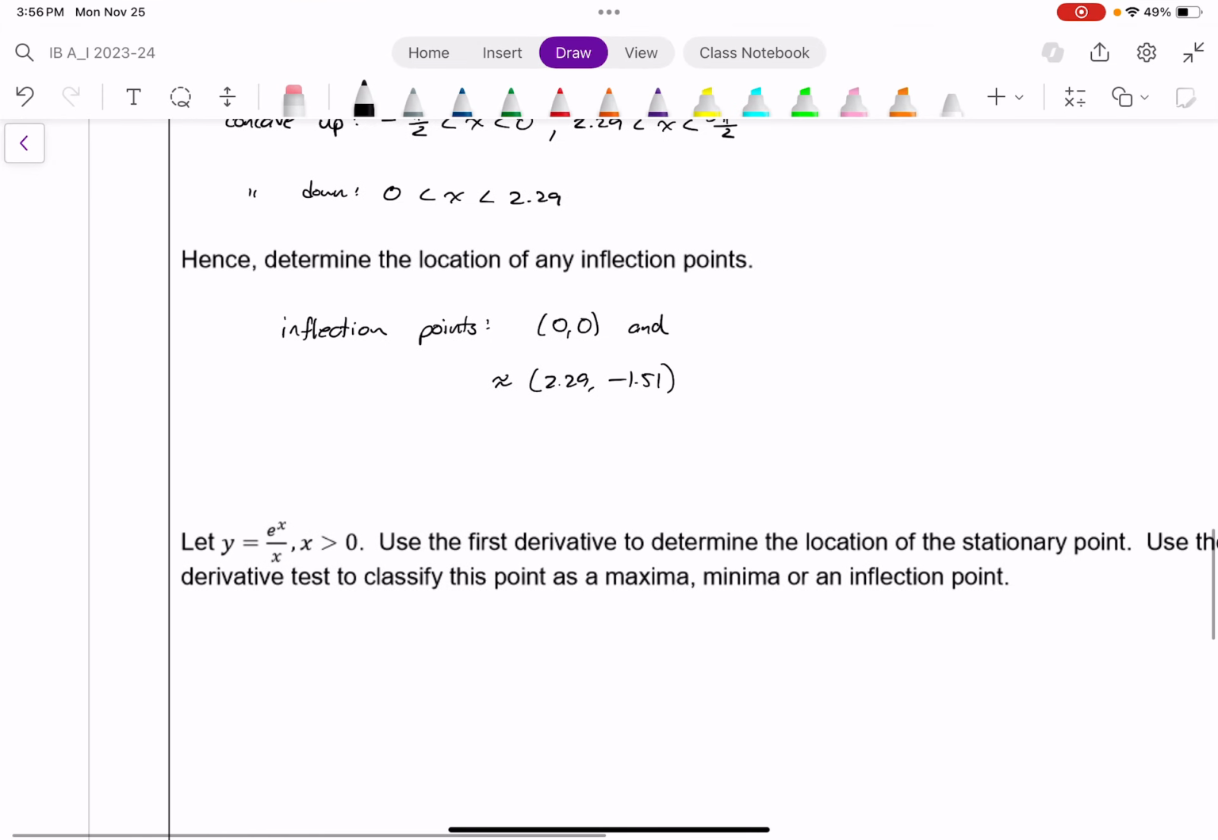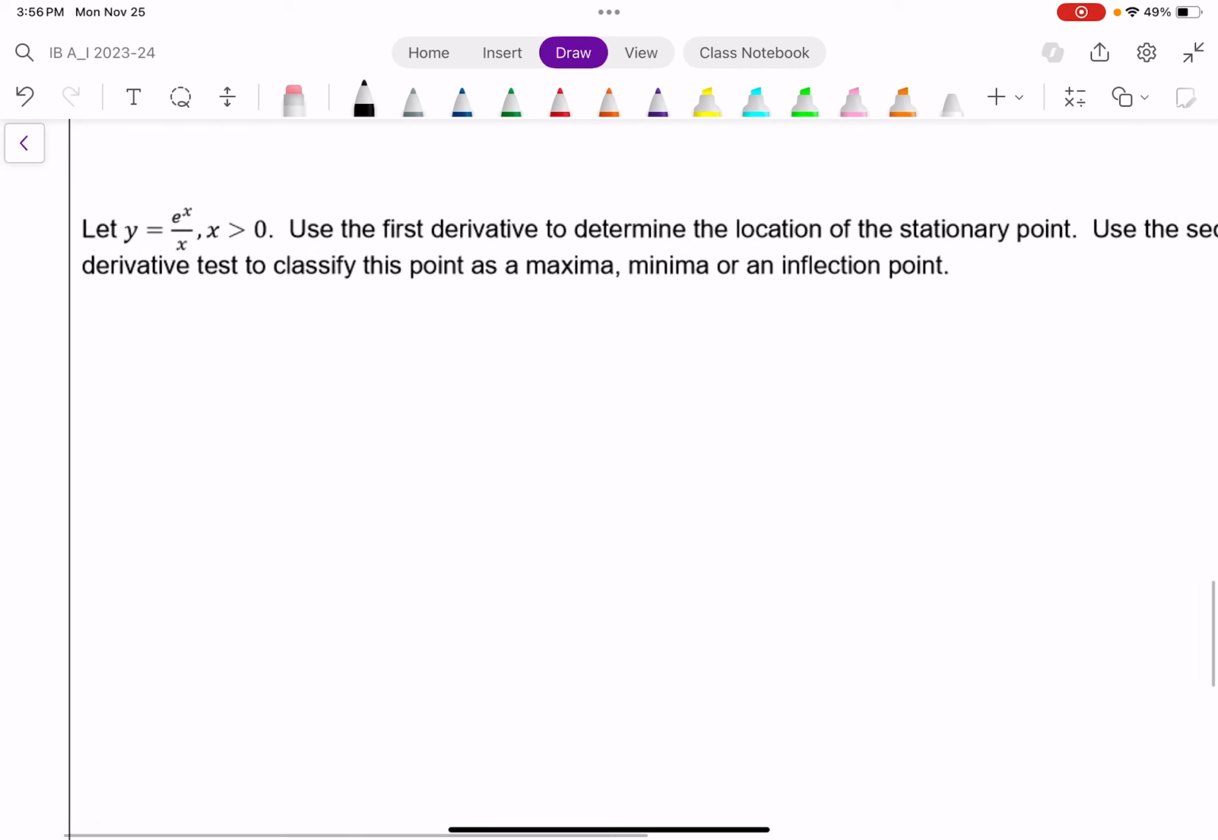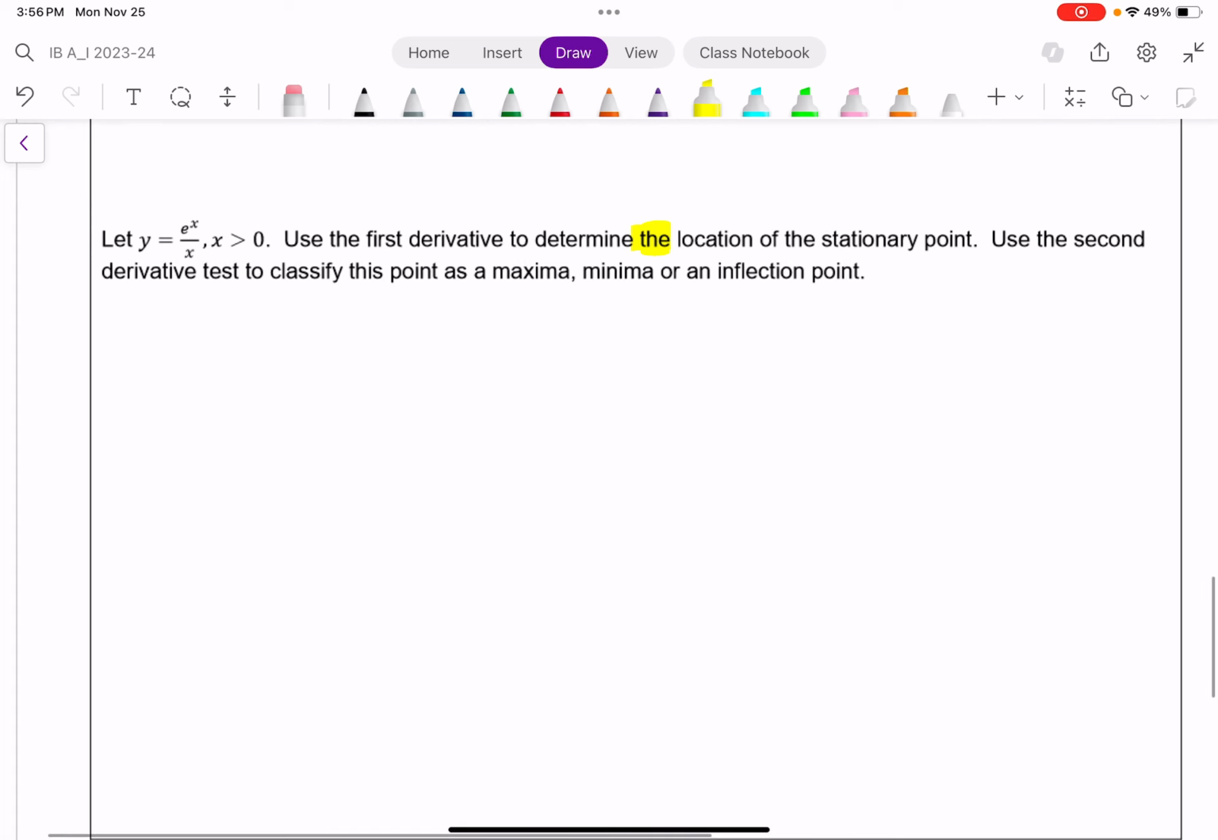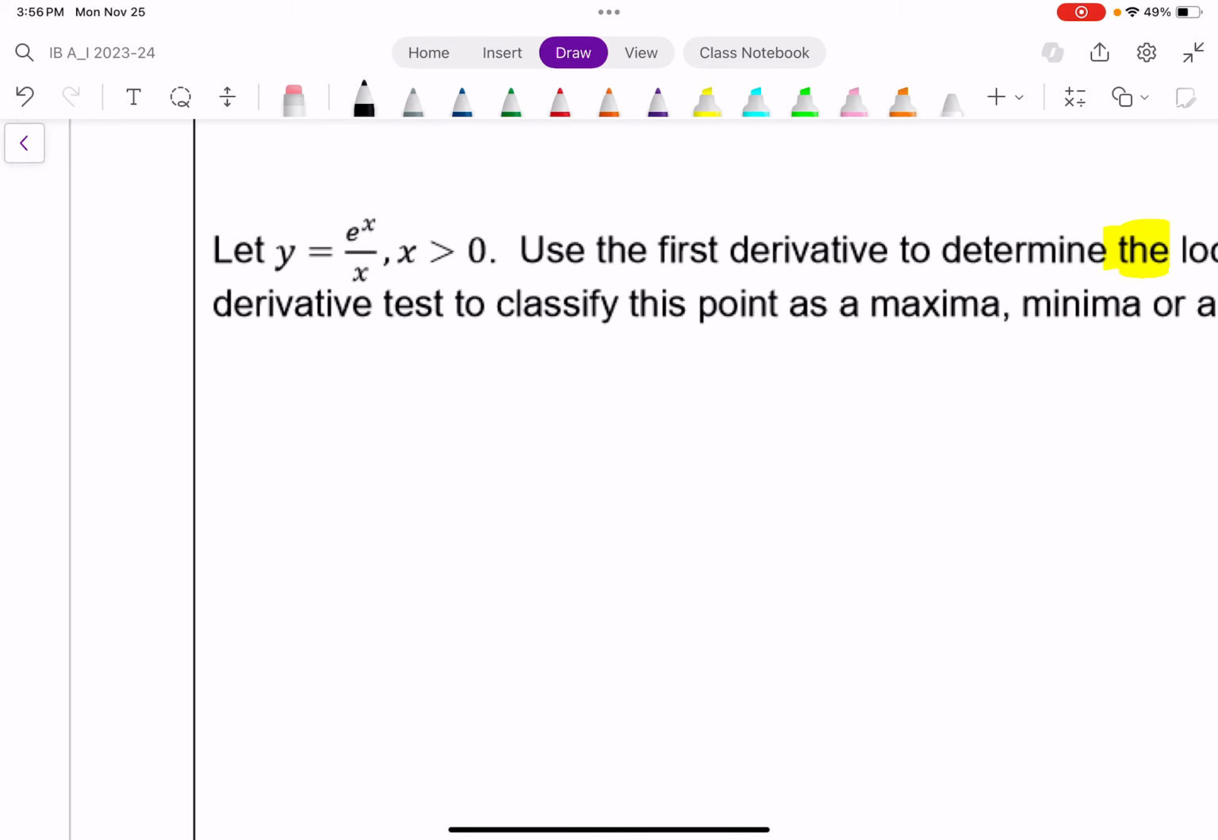All right, so lastly, I've got this function e to the power of x over x, but only looking at positive values. Use the first derivative to determine the location of the stationary point, so I can tell there's only one stationary point, and use a second derivative test to classify it as a maximum, minimum, or an inflection point. Because again, a stationary point doesn't have to be a maximum or a minimum. So let's do some differentiating.